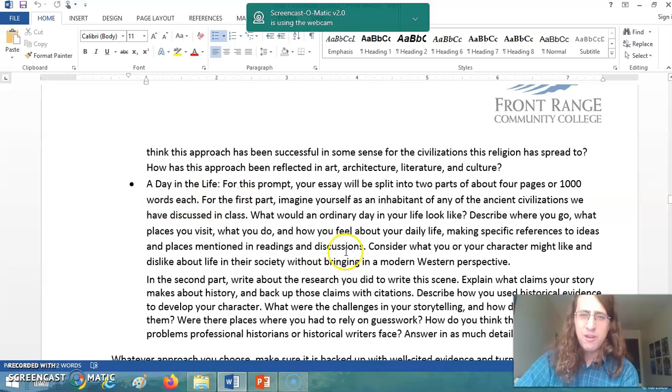This is going to actually be two parts, each about 4 pages. In the first 4 pages, you tell your story. In the second 4 pages, you explain what kind of research you did to write this scene. Basically say, what are your arguments about history and where are you getting your ideas from?